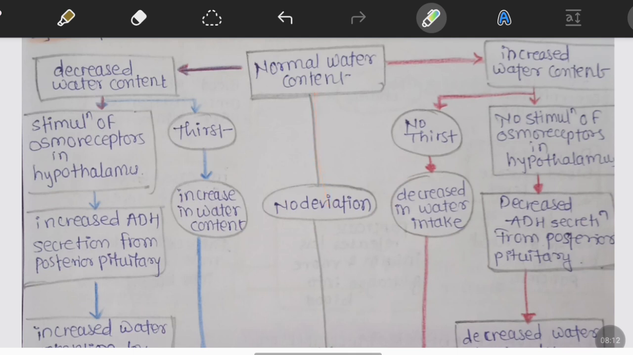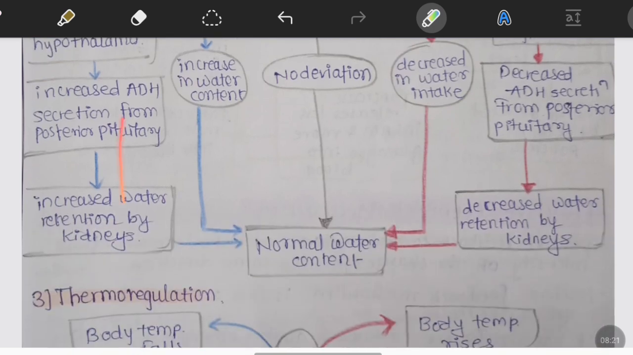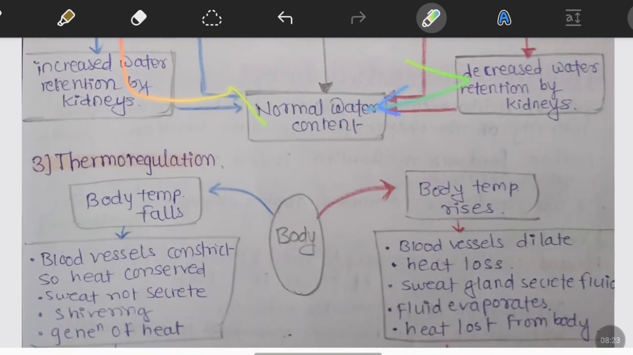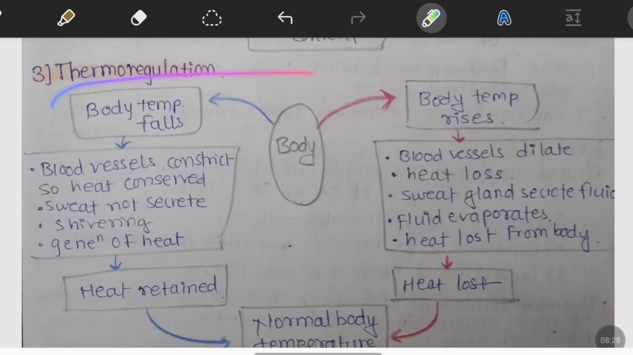This is a very simple flowchart. It shows a normal water content. Here is one condition that increases the water content, and here is one that decreases the water content. Finally, how it is normalized. Next is thermoregulation.